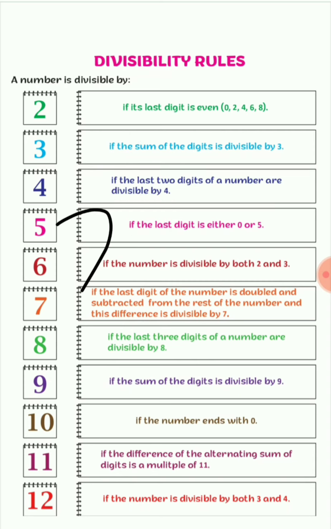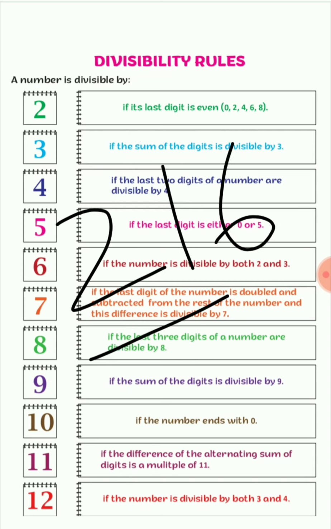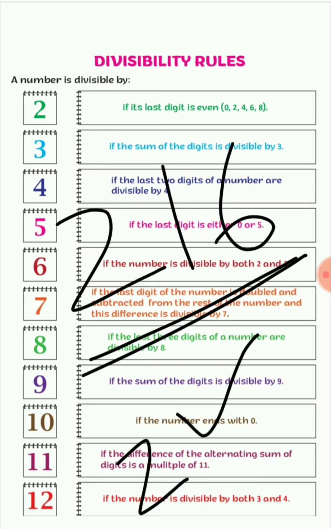Suppose our given number is 216. This is the given number and the question is, will this number be divisible by 6? Now to check the divisibility by 6, we just check divisibility by 2 and by 3. What is the last digit? The last digit is 6. So this number is divisible by 2.